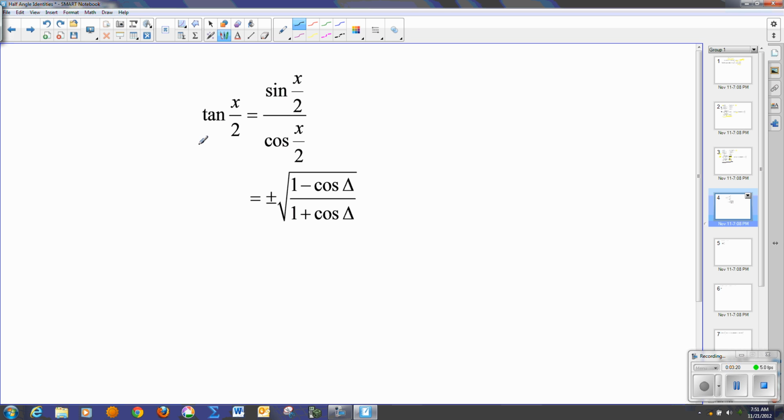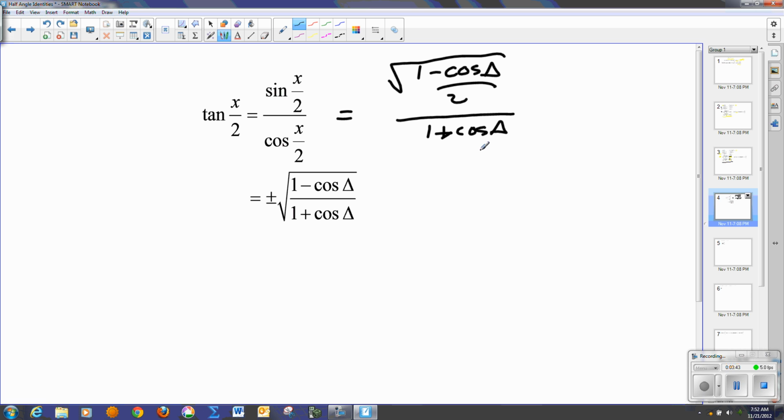Moving on, tangent of a half angle is equal to the sine of the half angle over the cosine of the half angle. And we know that the sine of the half angle is equal to 1 minus the cosine of delta over 2, all rooted, and the cosine is 1 plus the cosine of delta all over 2, square rooted. Multiplying by the reciprocal, we end up with 1 minus cosine over 1 plus cosine, and that's our half angle for tangent identity.